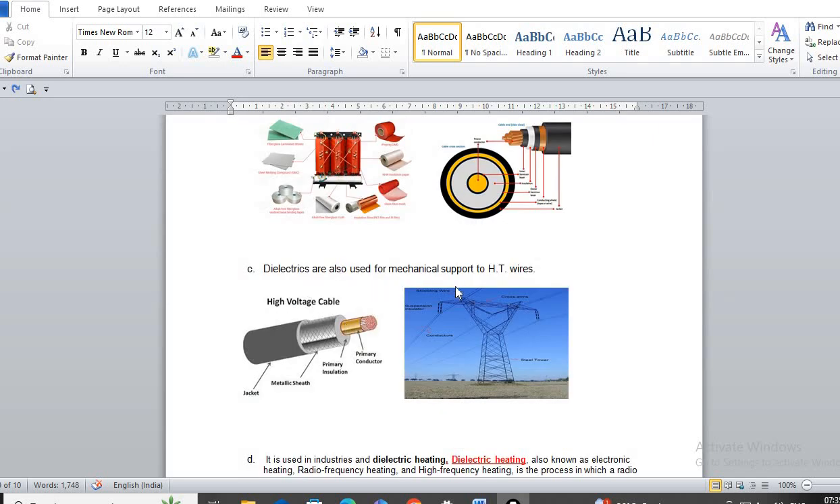Dielectrics are used for the mechanical support for the high tension lines. So you have all seen high tension lines with a gap, and long wires are there, connecting with each other. So this gives the mechanical support in the system. So you have these high tension line examples.